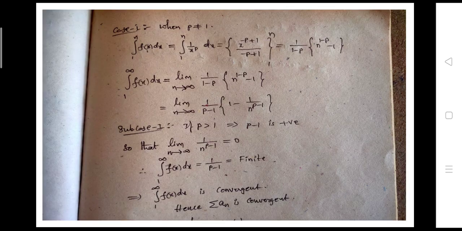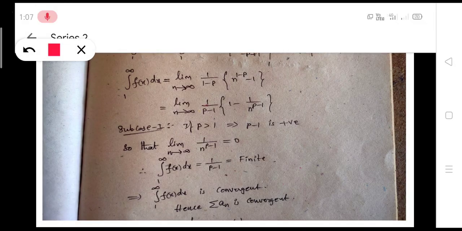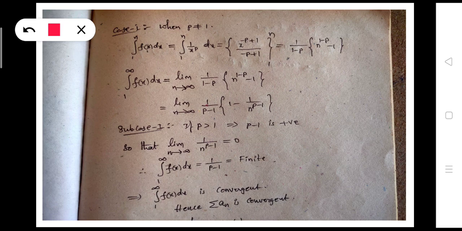Case 1, when p is not equal to 1. Integral 1 to infinity f of x dx is written as the limit of integral 1 to n of 1 by x power p dx. What is the integration of 1 by x power p? It is x power minus p plus 1 by minus p plus 1. That is also written as 1 by 1 minus p into n power 1 minus p minus 1.